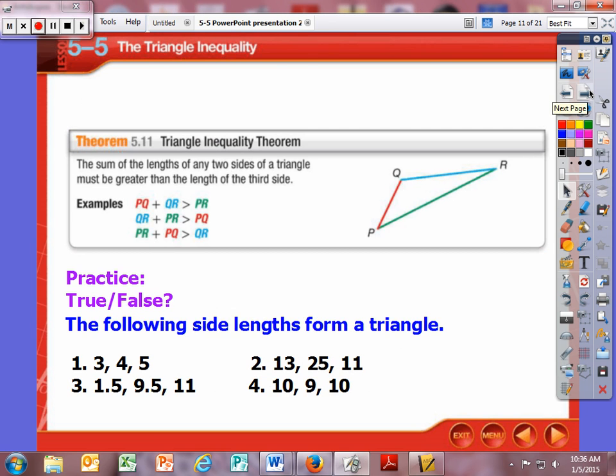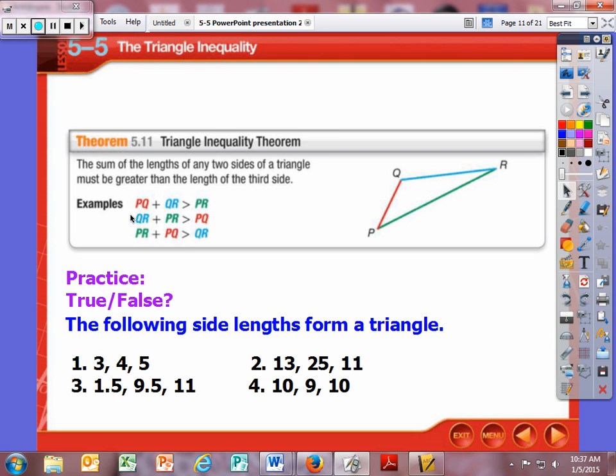Alright, so let's look at that theorem and see what it says. So notice you have three sides and they're color-coded. The theorem says the sum of the lengths of any two sides of a triangle must be greater than the length of the third side. So that means if I take the red side, add it to the blue side, that sum should be greater than the green side. Likewise, take the blue and the green, add them together, that sum must be greater than the red side. And then lastly, if I take the green side, add it to the red side, I should be getting something greater than the blue side.